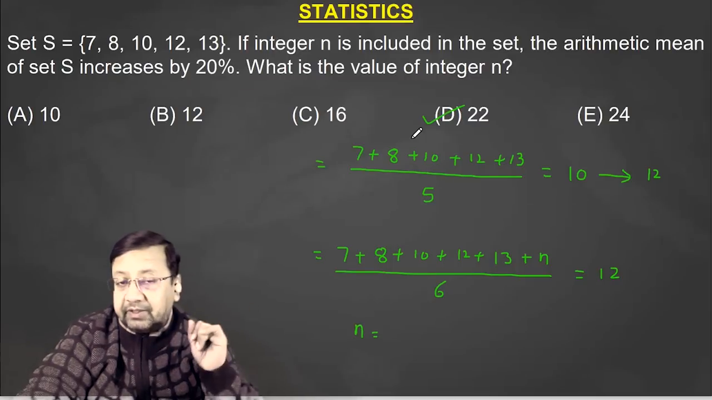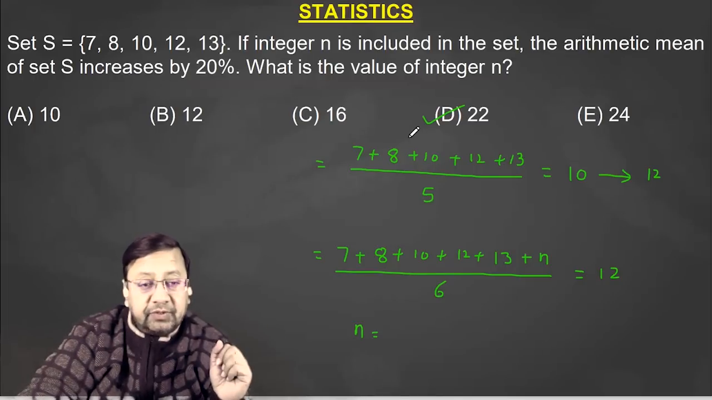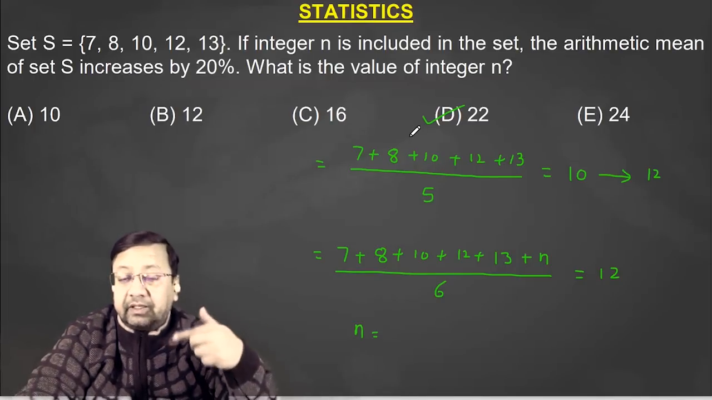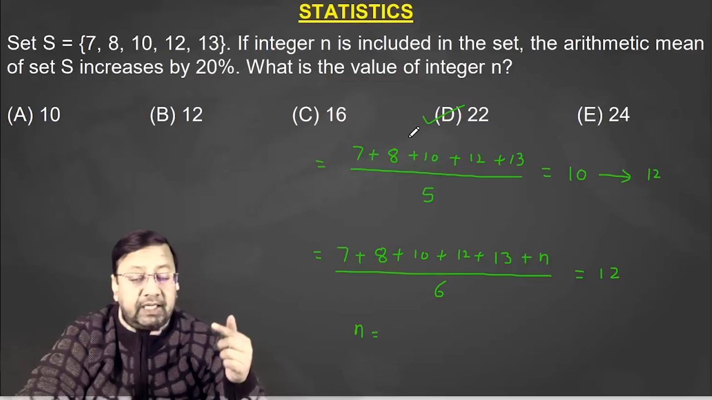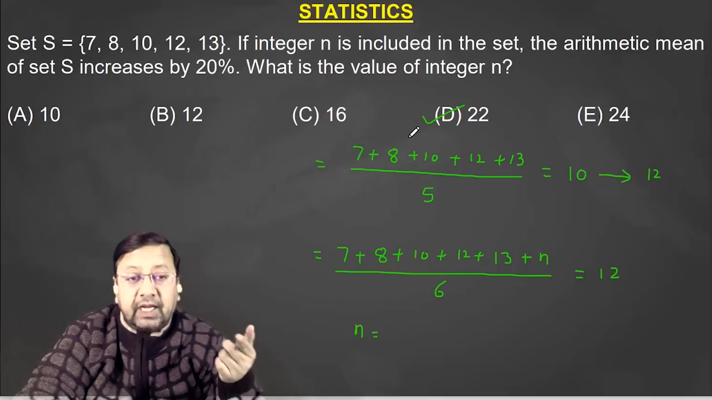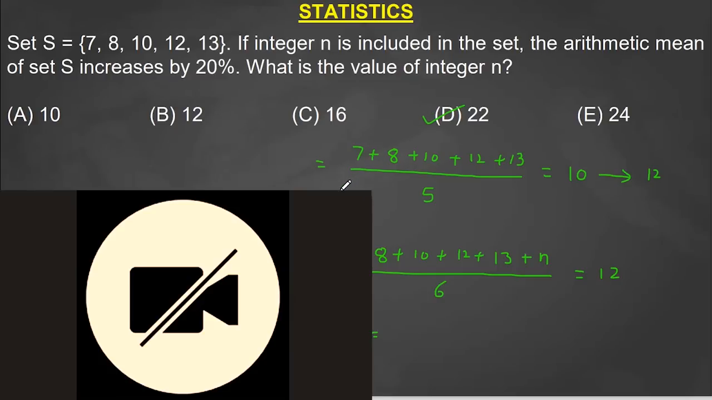Because see, read the question. First, I am taking the arithmetic average for the five values. Then I am adding up one value. So the total count is 6 and taking the average. So when I add a sixth value, the average is increasing by 20%. Right? Got this? I got it, sir. Thank you.